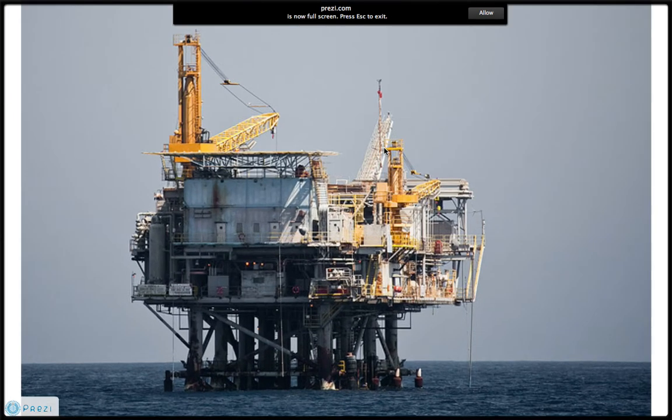Now, does anyone know what this is? What in the world is this thing out in the middle of the ocean? What is its purpose? It's getting oil. Oil is a non-renewable resource. It's a fossil fuel. If we ran out of oil, there's nothing that we have that can produce more oil. So, oil is a non-renewable resource.